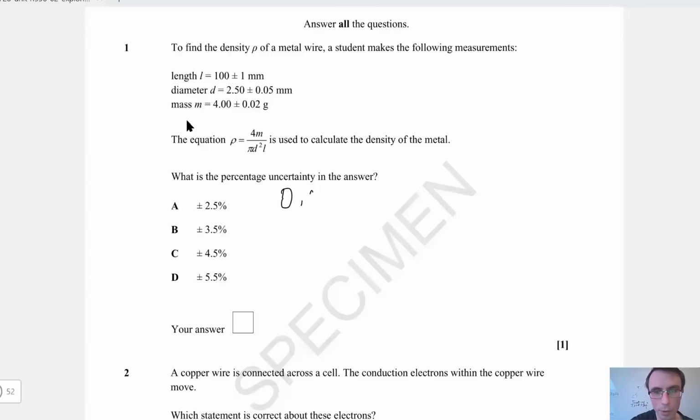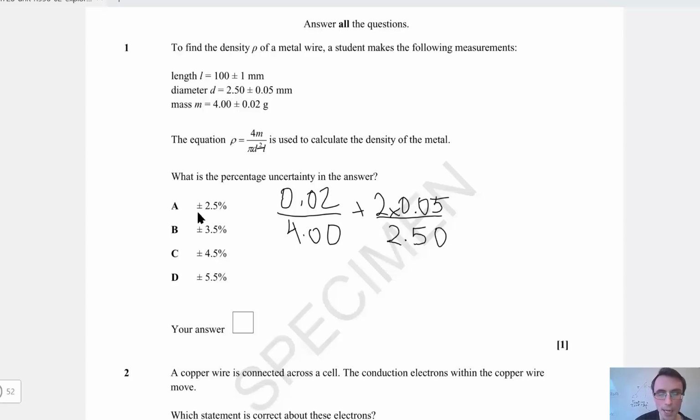So I'm going to write 0.02 over 4.00. I'm going to multiply by 100 at the very end, plus, okay, what else has an uncertainty? Pi doesn't have an uncertainty. Now d squared, because it is squared, I'm going to multiply the percentage uncertainty in the diameter twice, so multiplied by 0.05, divide that by 250, and then finally we have the length.